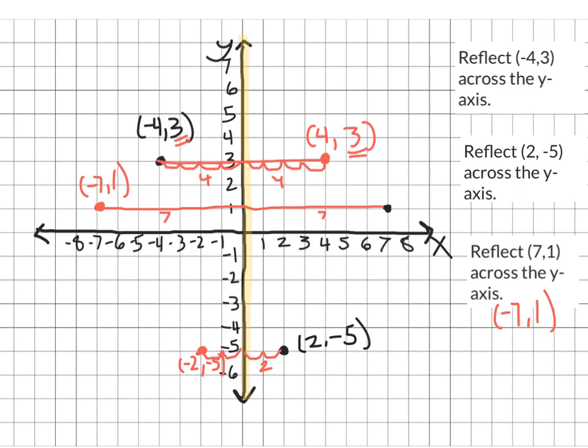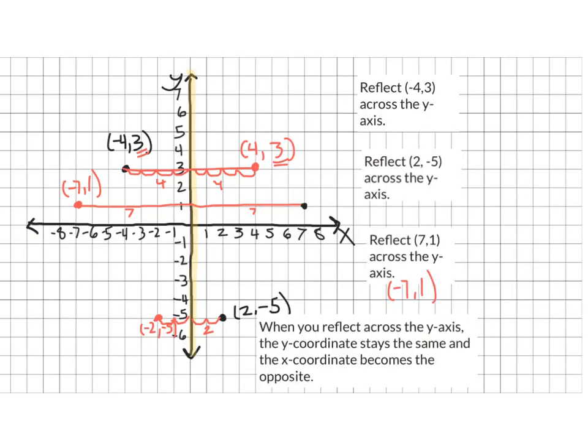So is there a trick? What's the pattern here? When you look at all these examples, the y coordinate always stayed the same and the x coordinate became the opposite. So make sure to write this down: when you reflect across the y-axis, the y coordinate stays the same and the x coordinate becomes the opposite.